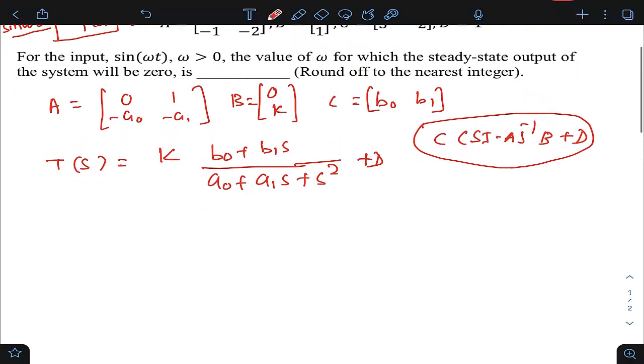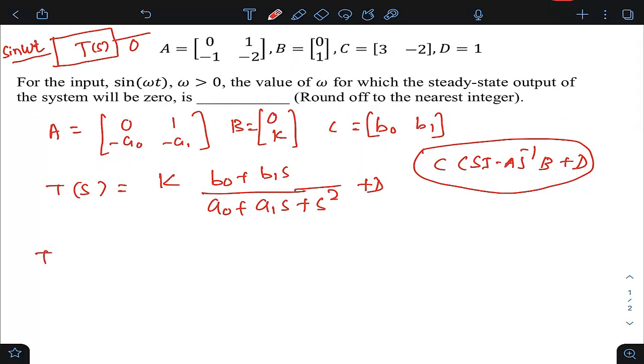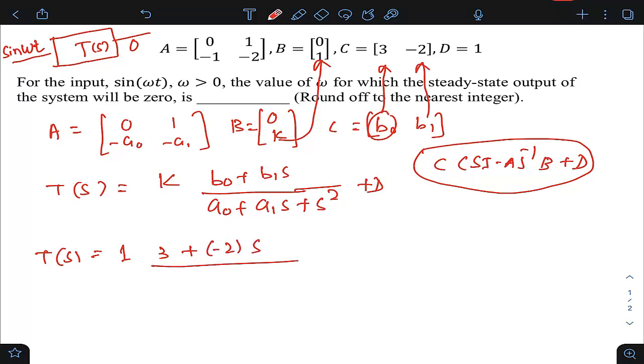So transfer function, T of S is equal to, K is basically 1. B naught is basically 3. So 3 plus B1 S, B1 is basically minus 2, so it is minus 2 into S divided by, minus A naught equals minus 1, A naught equals 1, plus A1, minus A1 is equal to minus 2, A1 equals 2. So you get S square plus 2S, plus D. D is basically 1.